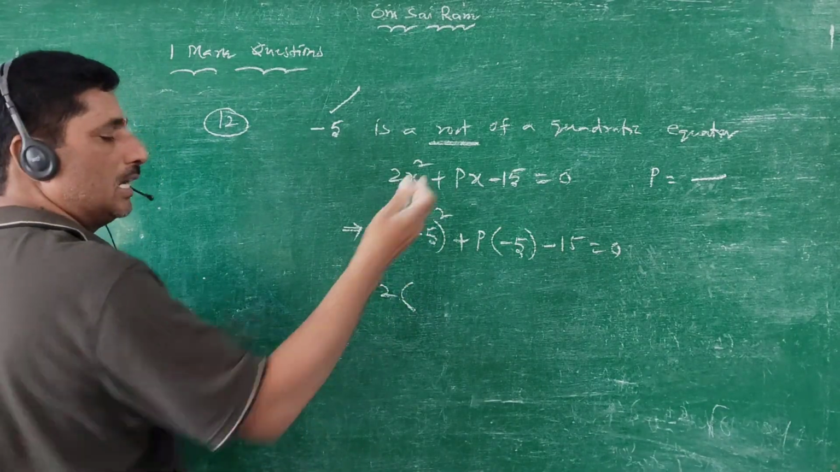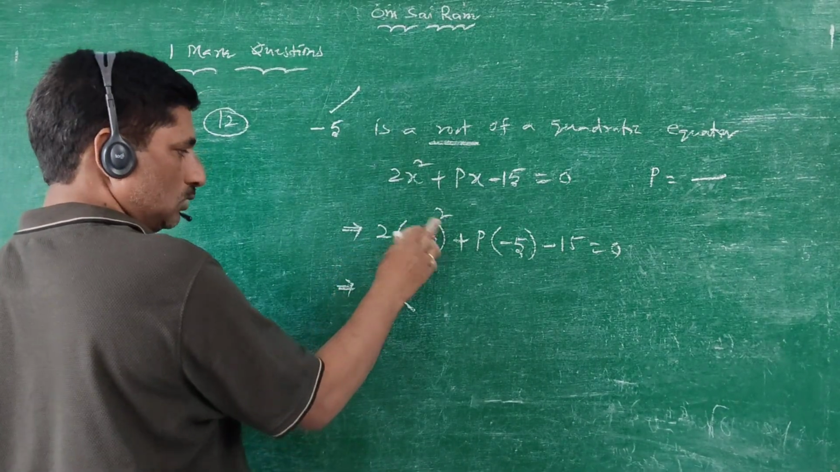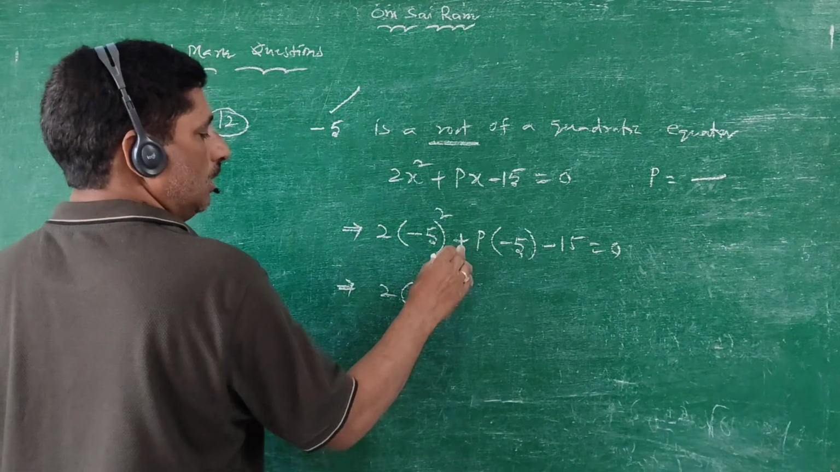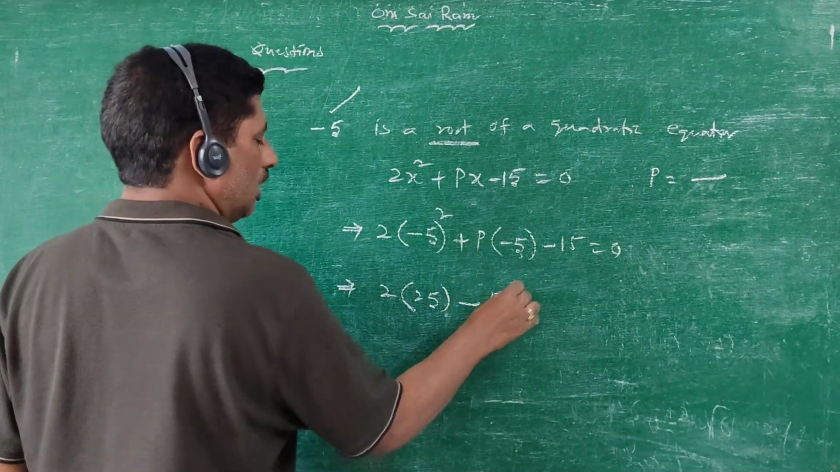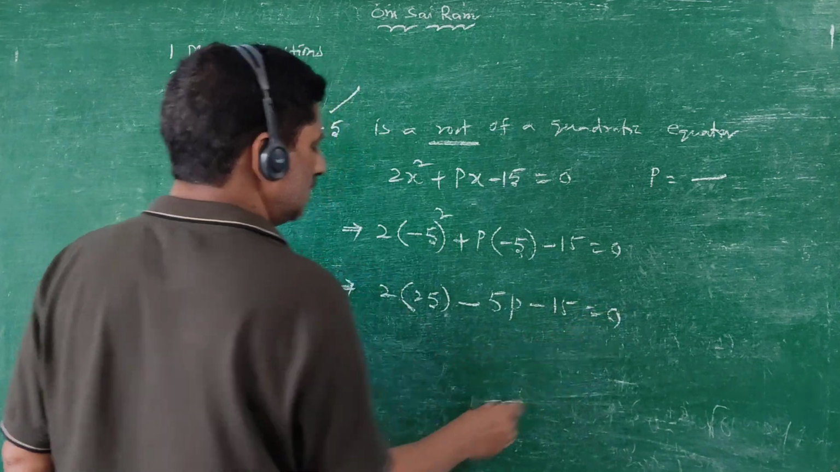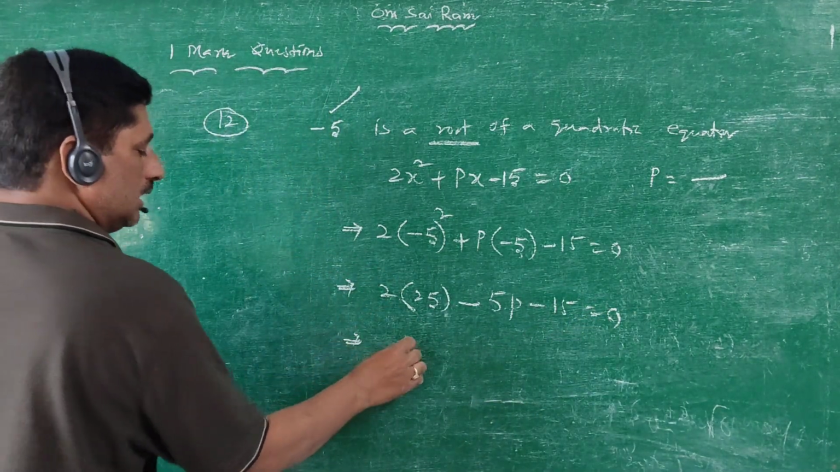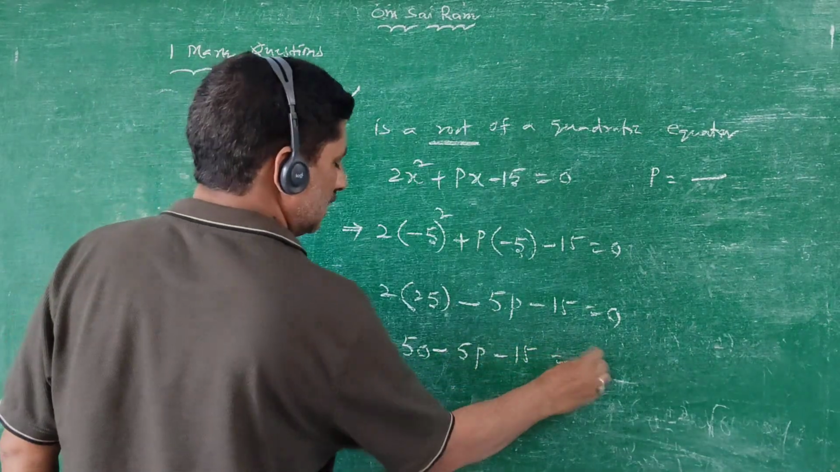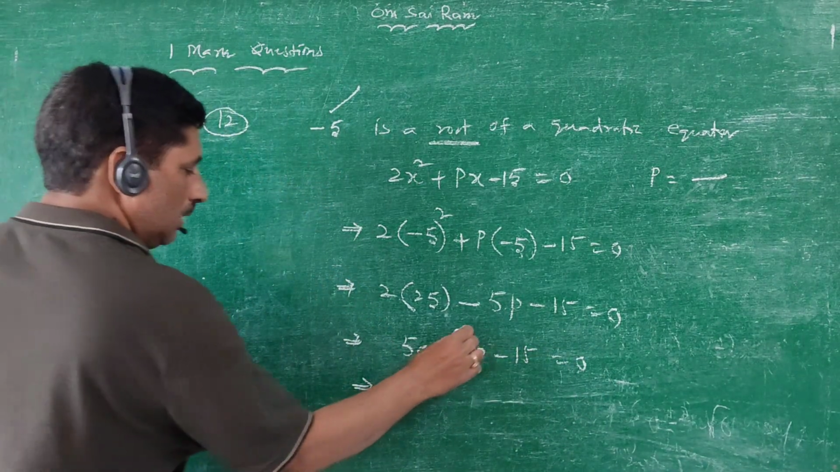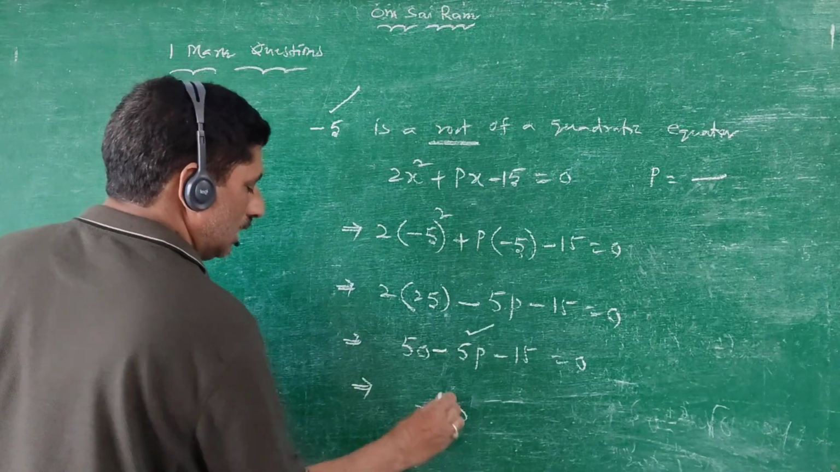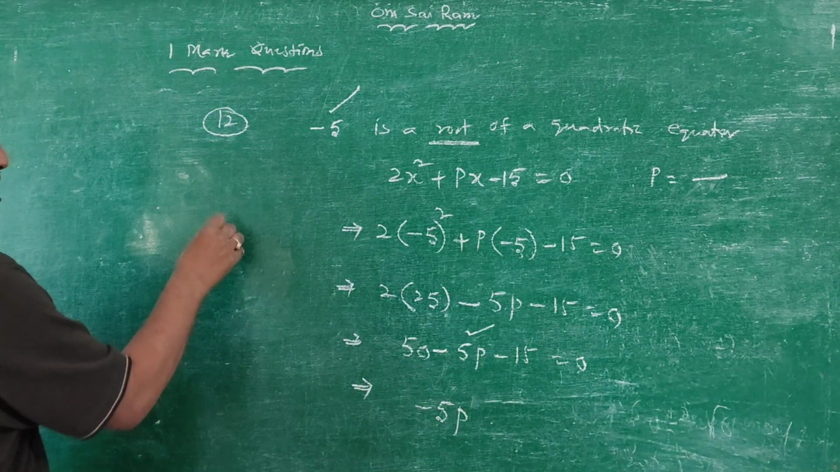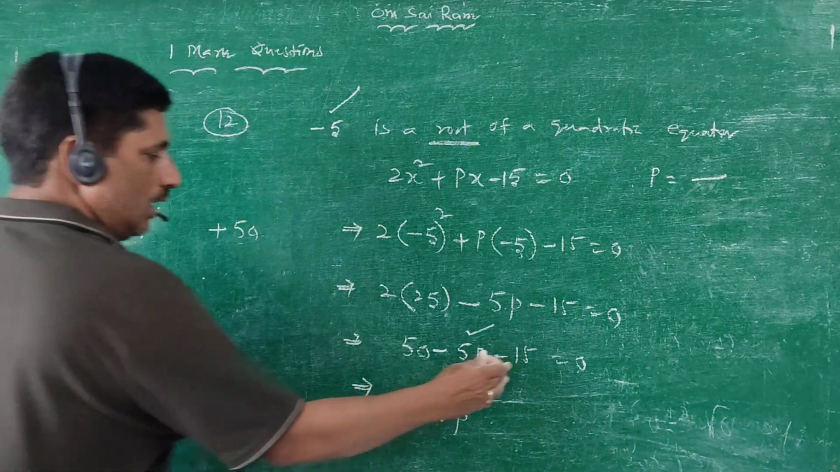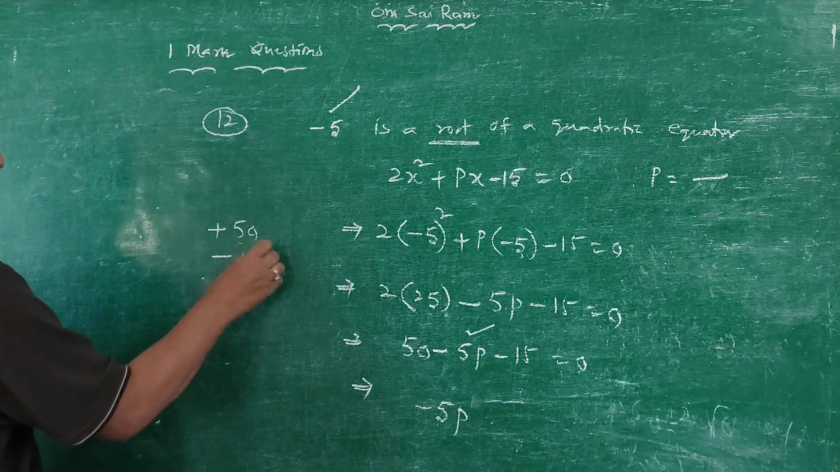Then 2 into minus 5 whole square, we should not multiply first. First we simplify the power: minus 5 whole square is 25. Plus p into minus 5 is minus 5p, minus 15, equals 0. And 2 25s are 50, minus 5p minus 15 equals 0. Minus 5p is the p term, and these two are the constants: plus 50 and minus 15. We should subtract these.